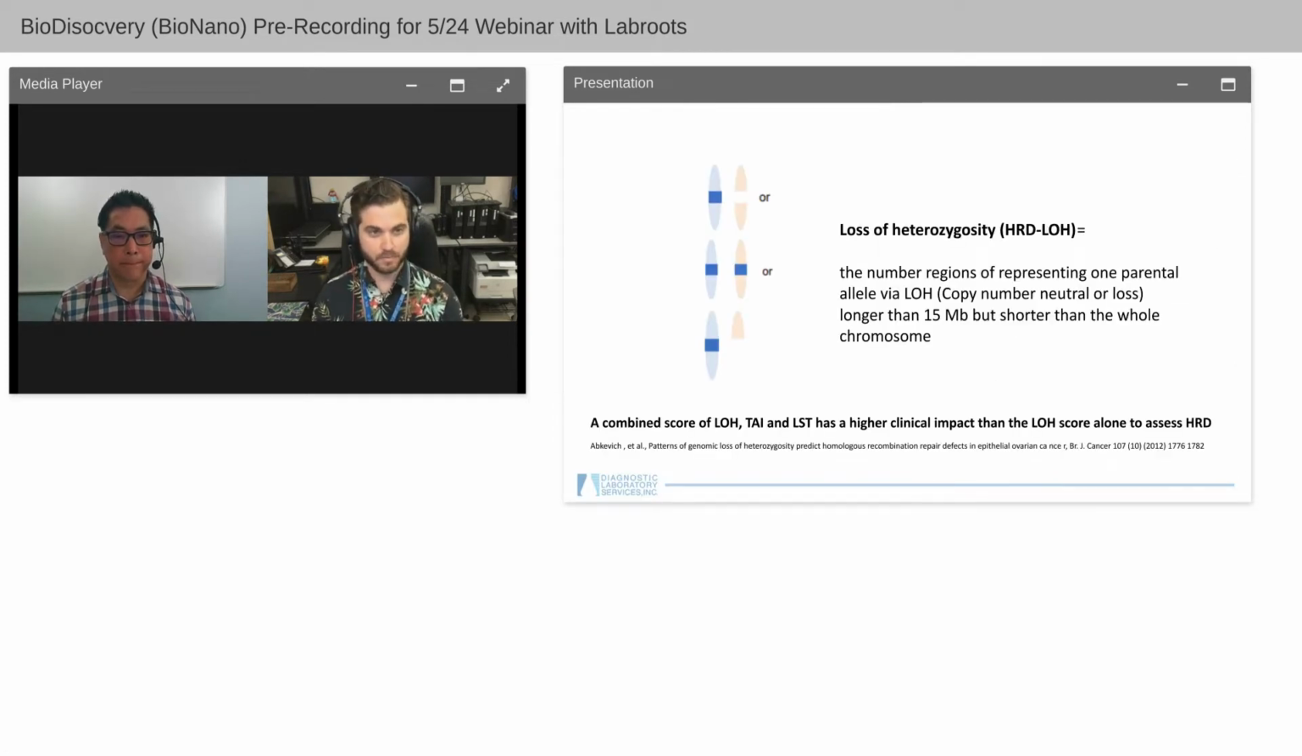So I want to now break open, just to define what each of these states are. On the left is a nice diagram of different ways that you can see the loss of heterozygosity, which is where a represented parental allele has been deleted. With respect to the literature, what we're looking for is where that is occurring over a span of 15 megabases, but also shorter than the whole chromosome.